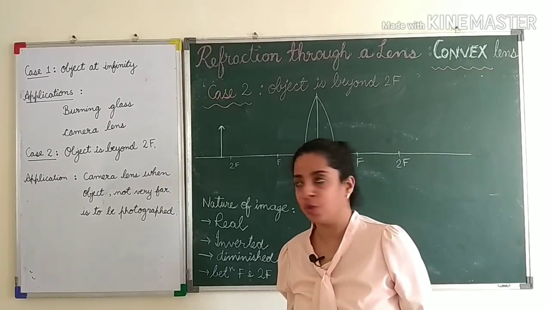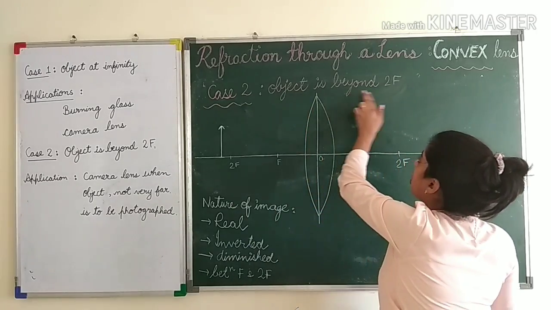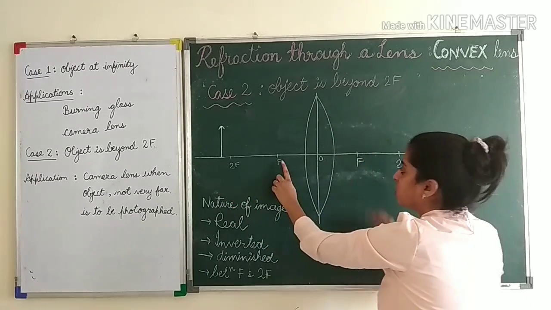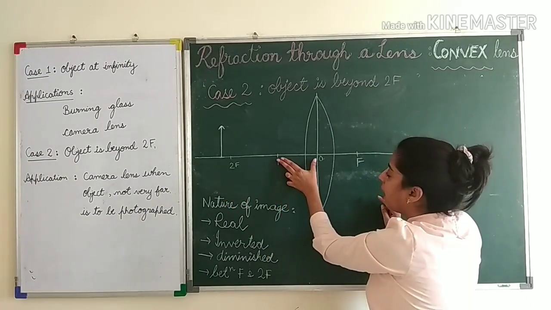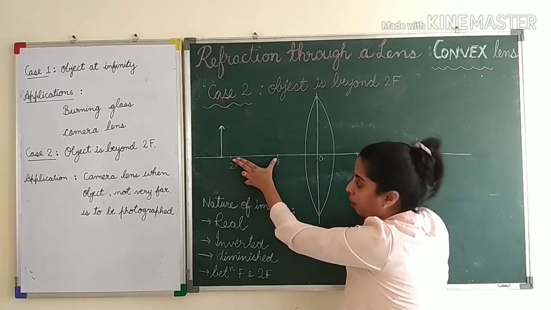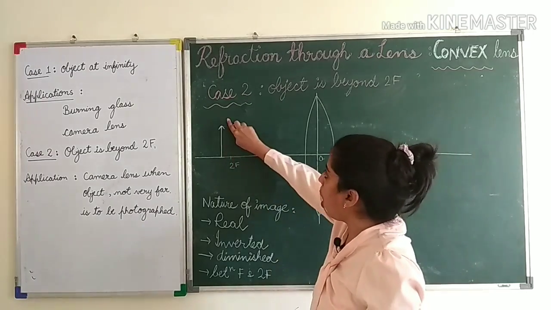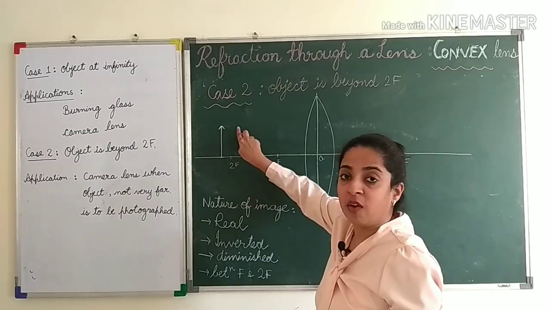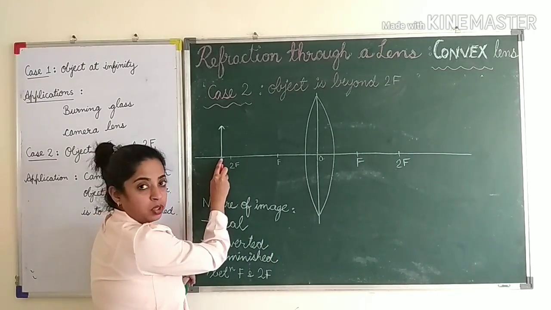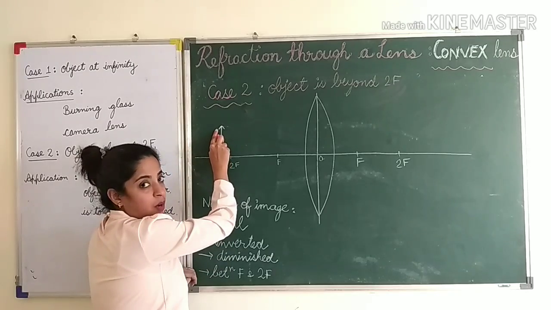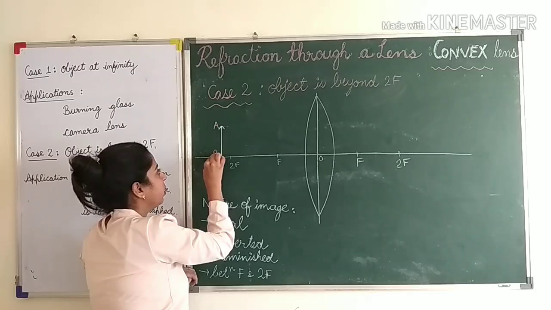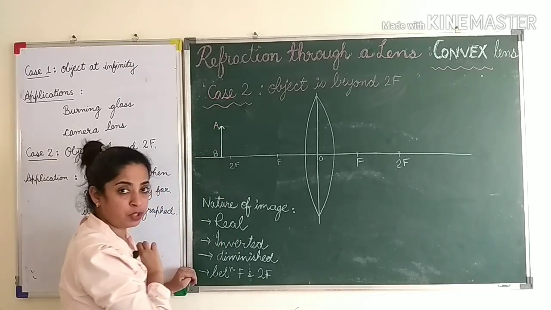Moving on to case 2, the object is beyond 2F. So we will draw the principal axis, we will draw the lens, we will mark F, and we take the same distance as F and mark 2F here. Okay, and we keep the object beyond 2F. Now whenever you are keeping an object, please remember that its tail will come on the principal axis and head will come here. So on head you will write A, tail as B. So AB is the object.